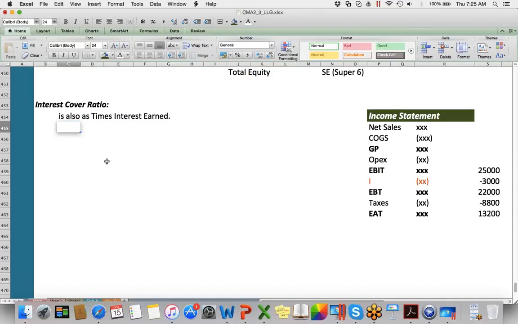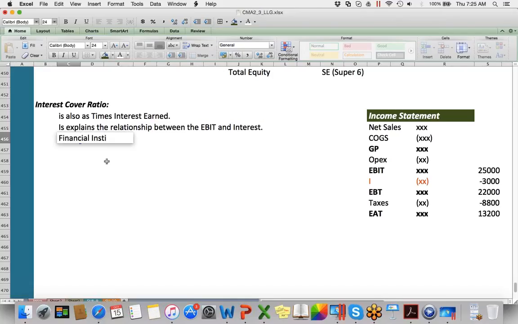Okay, right. Let me see here. It explains the relationship between EBIT and interest. Banks and financial institutions like to have a ratio of more than 7 times. See, it is around 8 times, 25,000 divided by 3.